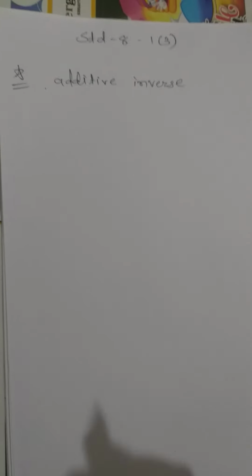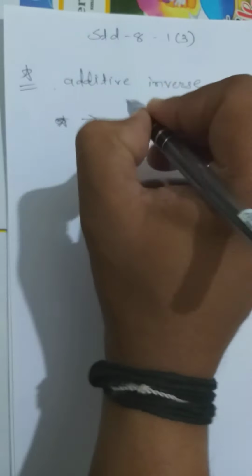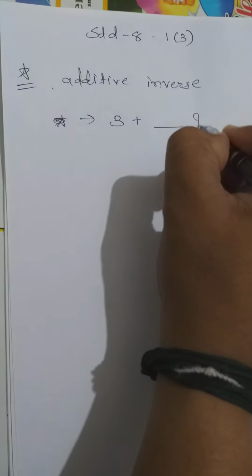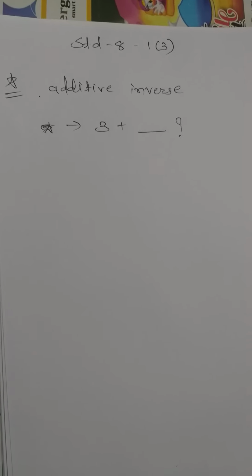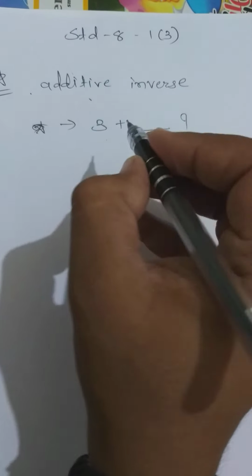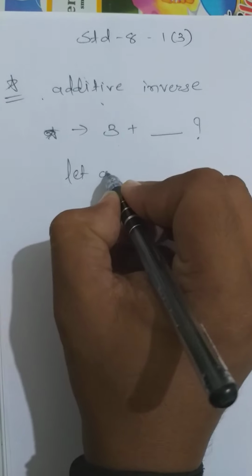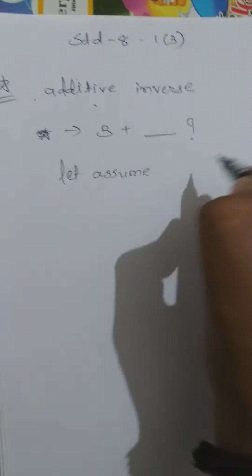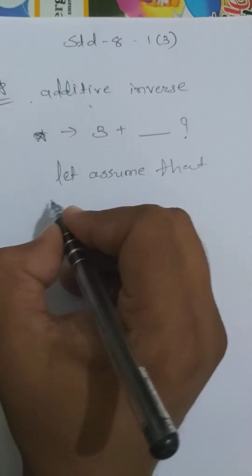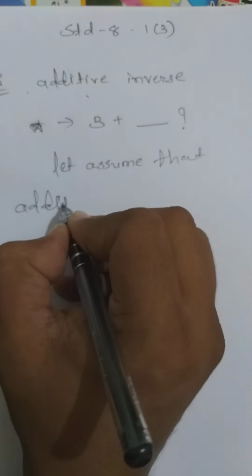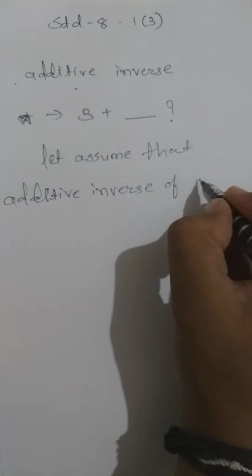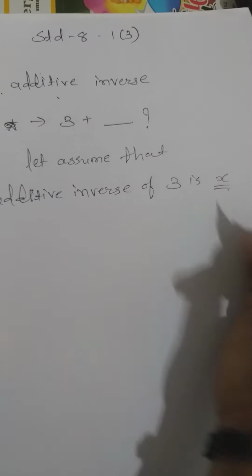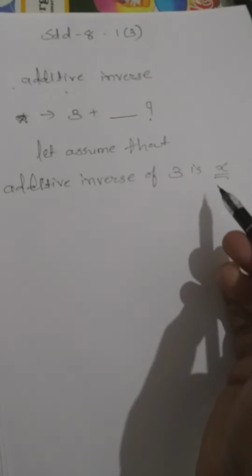So now we are saying additive inverse. For example, I am writing 3. Then what will be its additive inverse? Remember that the additive inverse must be a number. Let us assume that the additive inverse of 3 is x.